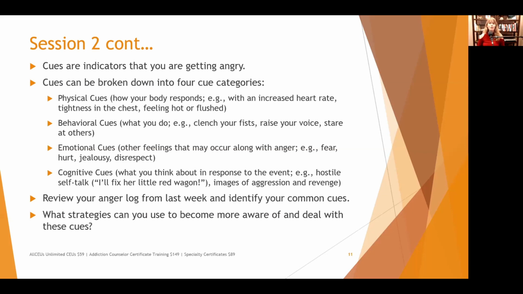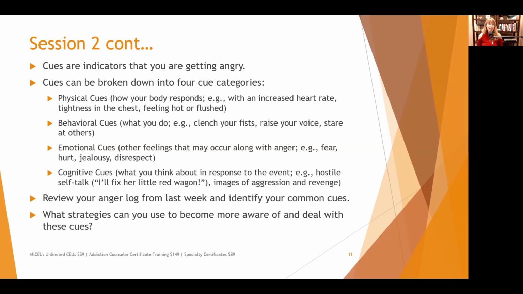Cognitive cues that happen when you get angry. Encouraging people to notice, what are they telling themselves? Like, I'll fix her little red wagon, or how dare he say that? Whatever voices that they hear, whatever thoughts that they have when they get angry, it's important for them to notice those, because not everybody has the same cues in the same order. And if they notice they're having these hostile thoughts, it's important to be able to deal with them.